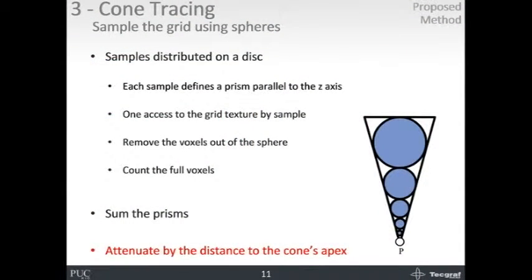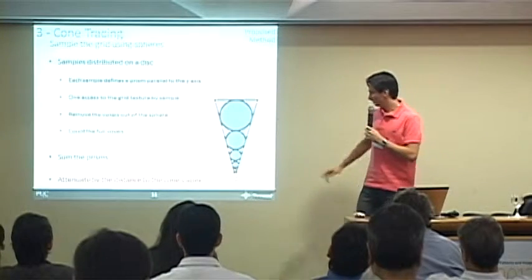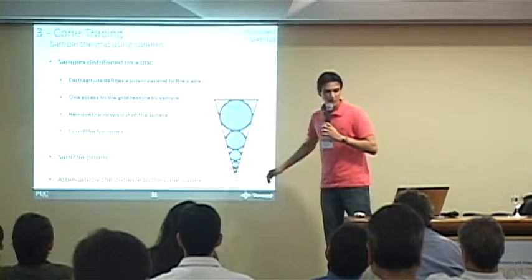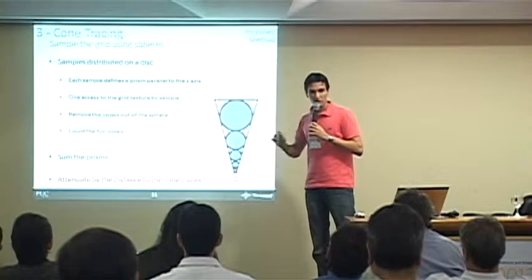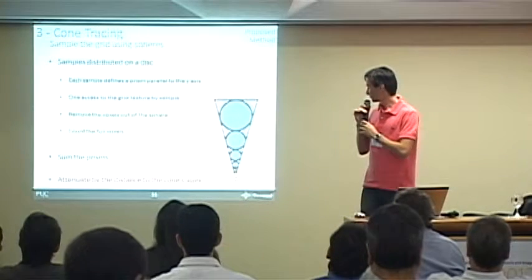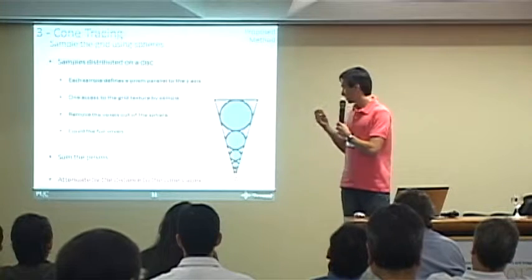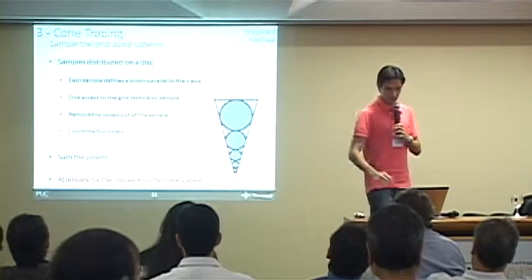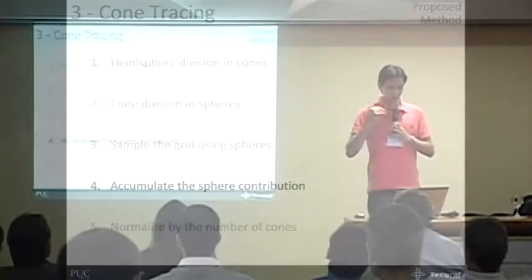After that, we attenuate the resulting occluded volume by the distance from the sphere to the cone apex. We do that because spheres closer to the point tend to occlude the light more, so we give more weight to these spheres. After that, we have to accumulate the results of all spheres into the cone.